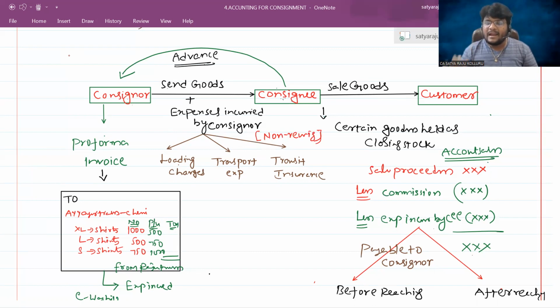We can clearly note it as non-recurring expenses. Sir, why are you specifying non-recurring, recurring? Sir, you can understand in the next scenario why we are differentiating expenses incurred by consignor as well as expenses incurred by consignee, why we are treating expenses incurred by consignor as non-recurring and expenses incurred by consignee as recurring as well as non-recurring. Why we are differentiating all such things, you can understand at the next phase, guys.